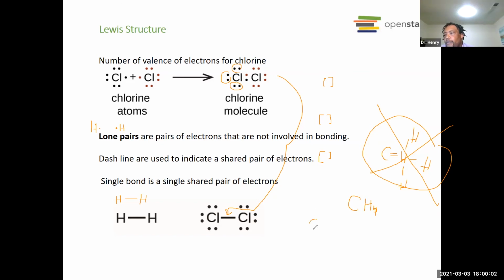So instead, carbon will be the center atom, because carbon can make 4 attachments, and it's able to reach its octet: 2, 4, 6, 8 around carbon. Each of these hydrogens has 2 electrons around it, so their octet is full as well. Okay?